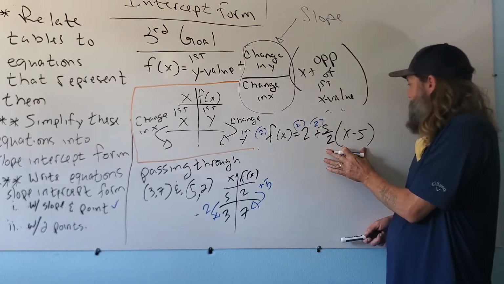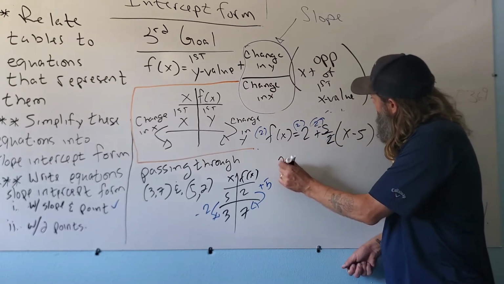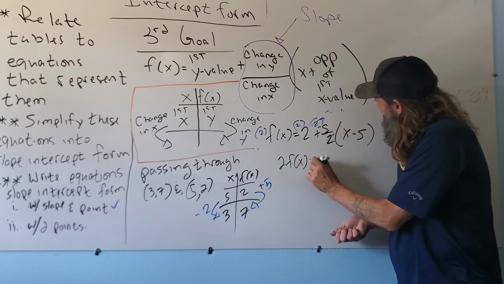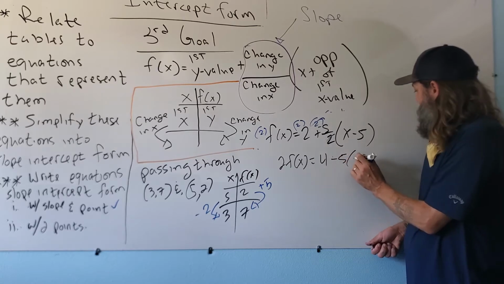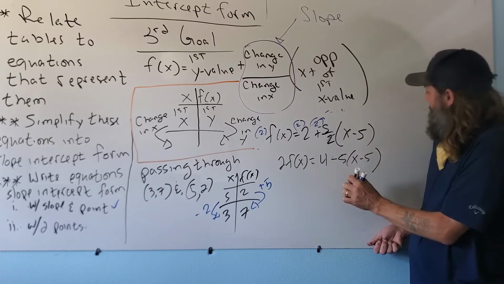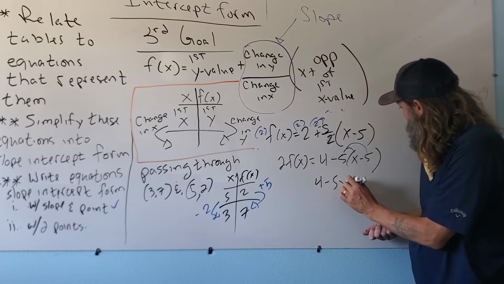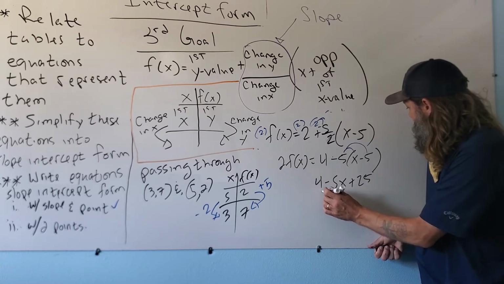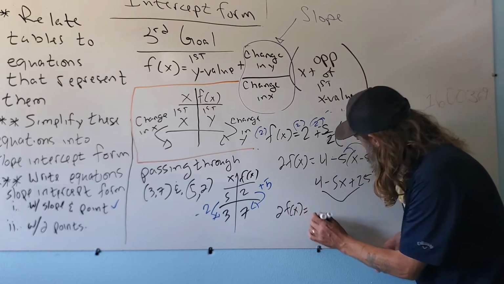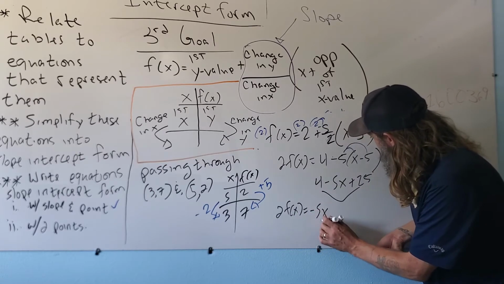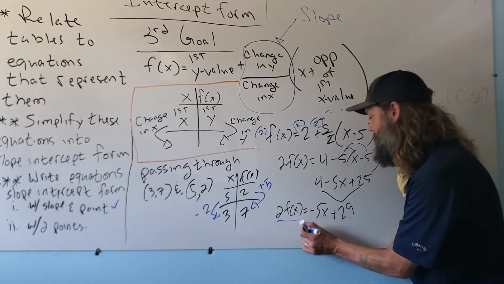And this only gets one denominator because this is considered one number. The 2's cancel. And I now have 2f of x equal to 4 minus 5 times x minus 5. Let's pass this out. And I get 4 minus 5x plus 25, which gets me to 2f of x equals to minus 5x plus 29. And I divide away the 2.